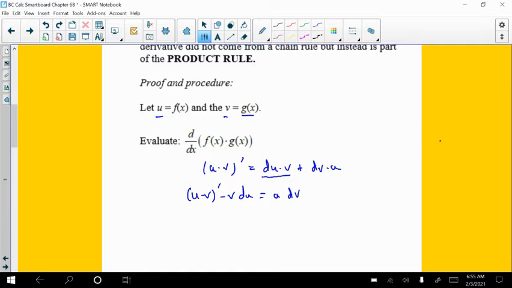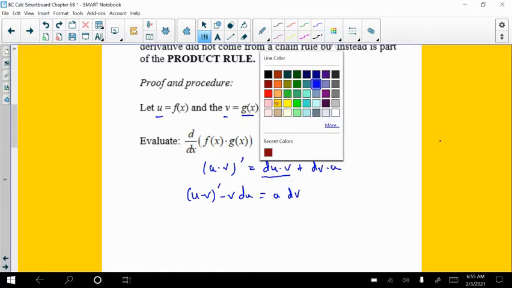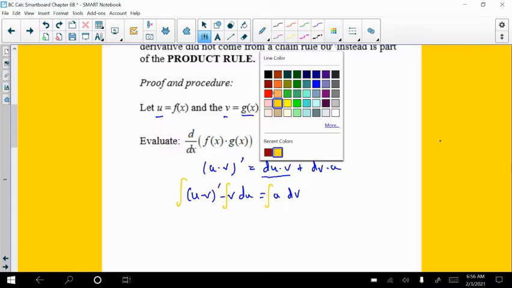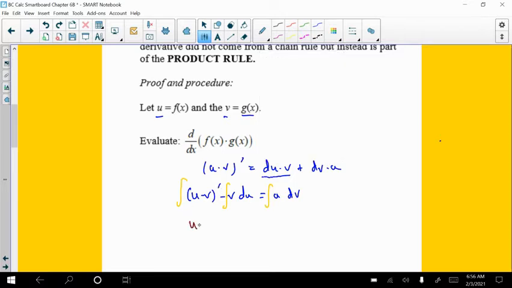And then I'm going to introduce the integral to both sides. So integrate that and integrate that. And so what do we get? Well, the integral of the derivative cancels. We get u v minus the integral of v du is equal to the integral of u dv. And that's really it. And so this is what you would be presented.